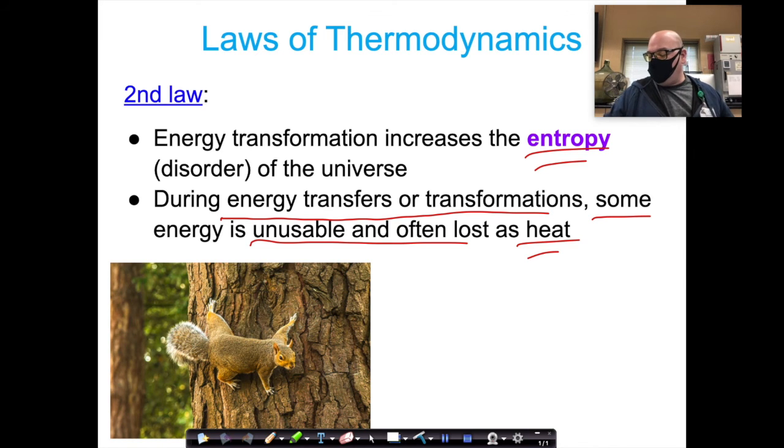There are people who are very good at designing machines to recapture as much of that lost energy as possible. We like machines to be efficient, but we can never totally eliminate this, okay?